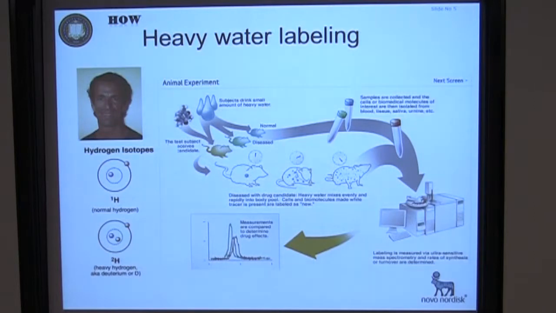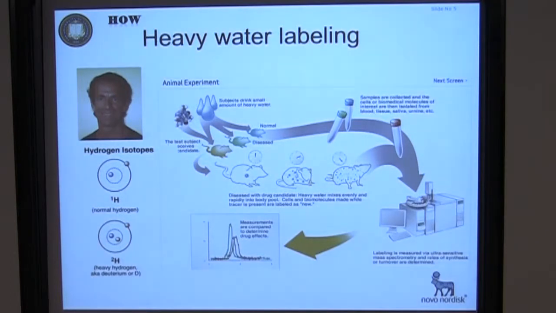But what happens is that the heavy water mixes with the remaining body water pool. We aim for around a 5% enrichment. And then in the presence of heavy water, in the synthesis of biomolecules such as lipids, DNA, and proteins, there will be an enzymatic transfer of hydrogen from water onto these molecules. This means that when we have heavy water present, there will be deuterium attached to all of these molecules.